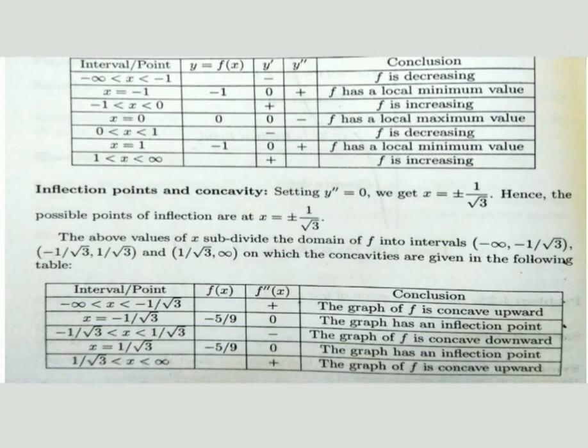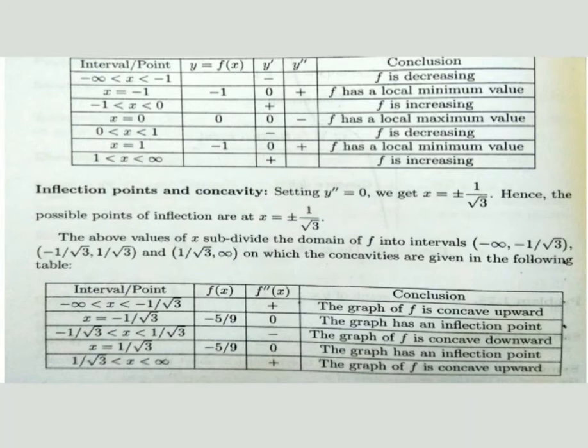So let us find the inflection points. y double dash is 0. So what will we obtain for x now? That is plus or minus 1 by root 3. Hence the possible points of inflection are at x is equal to plus or minus 1 by root 3. So again that divides the interval. So we will obtain minus infinity to minus 1 by root 3, minus 1 by root 3 to plus 1 by root 3, plus 1 by root 3 to plus infinity.